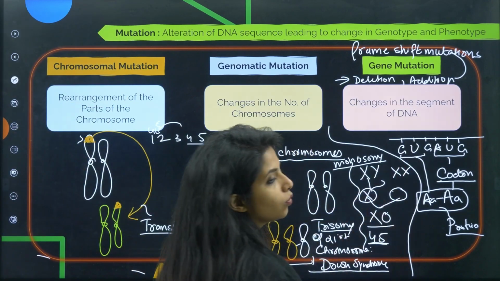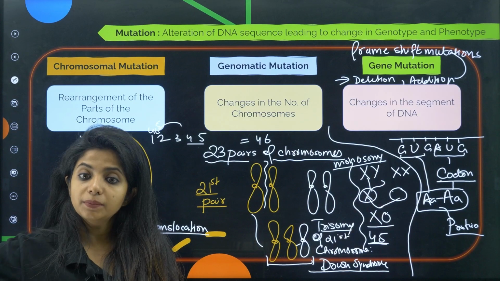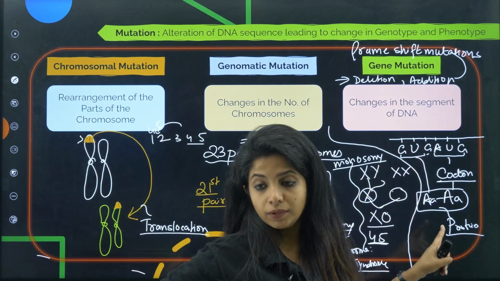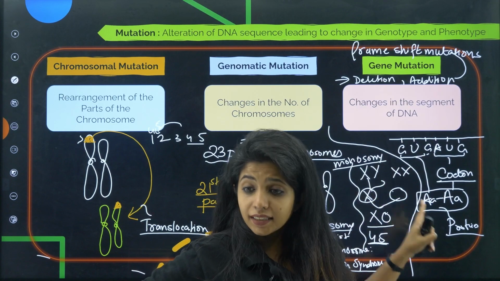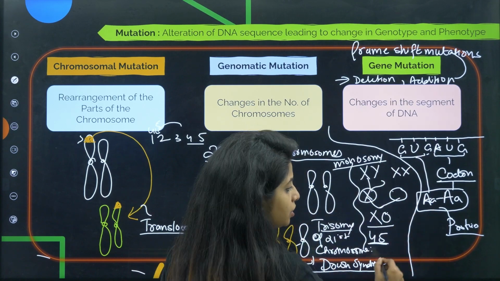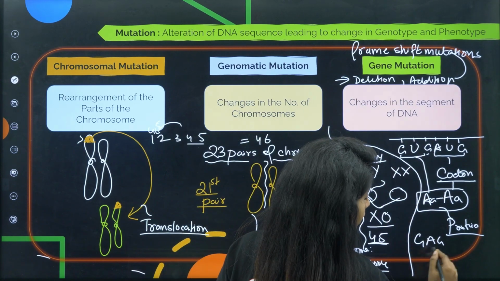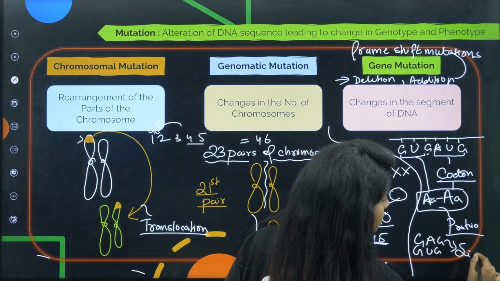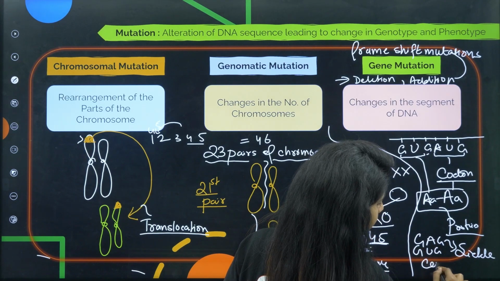U. It is replaced by something else. Now what will happen again? This is a different codon. It will code for something else, right? And this happens also where GAG was there. It is replaced by GUG, and now you get a disease which is known as sickle cell anemia.